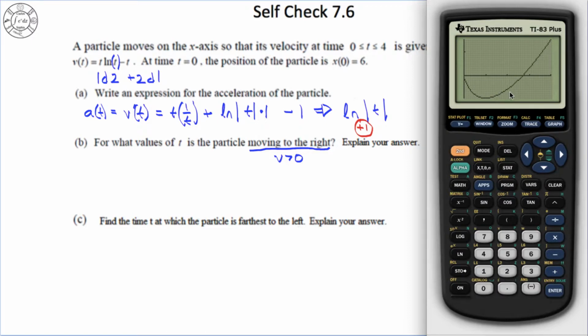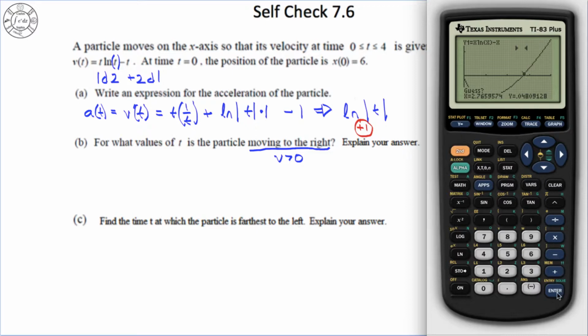So it's moving to the right in this interval over here, but we need to figure out what this point is. How do I do that? I need to find the zero. So second trace, and I need to find the zero, so I hit 2. My left boundary, I'm going to move over here to the right a little bit. That's a good left boundary. Good right boundary. Enter.